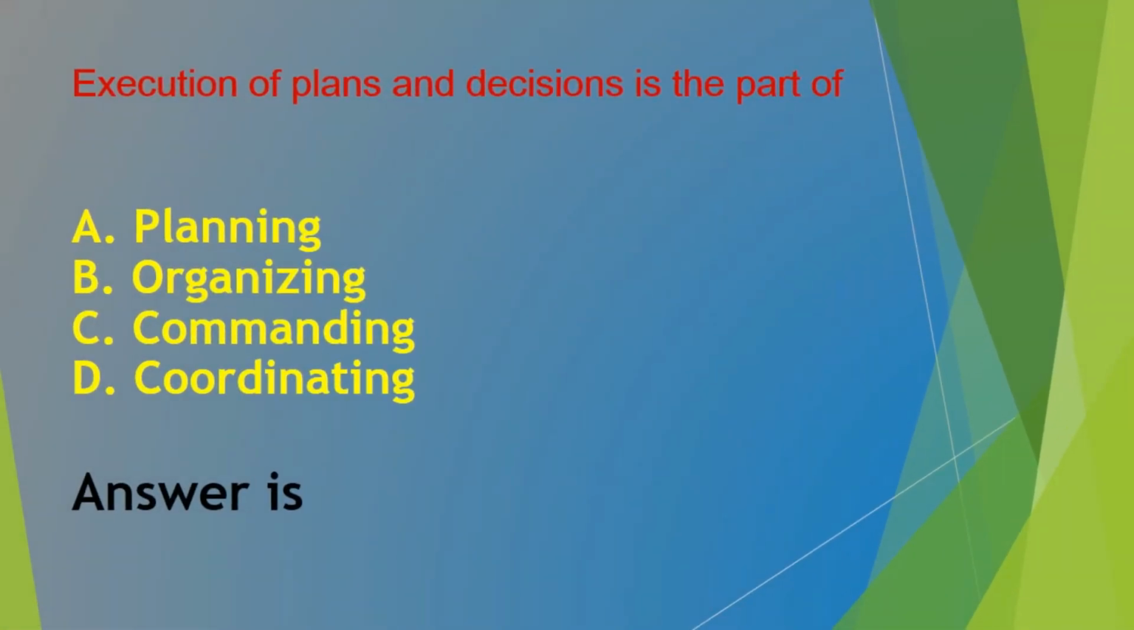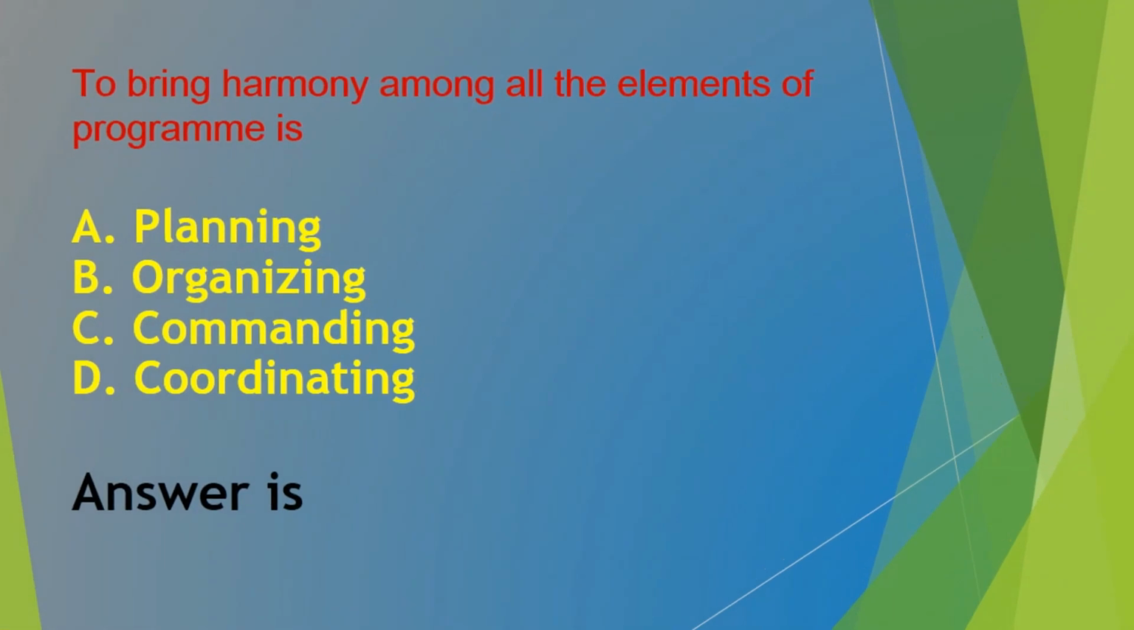Execution of plans and decisions is the part of A. Planning, B. Organizing, C. Commanding, D. Coordinating. Answer is C. Commanding. To bring harmony among all the elements of program is A. Planning, B. Organizing, C. Commanding, D. Coordinating. Answer is D. Coordinating.